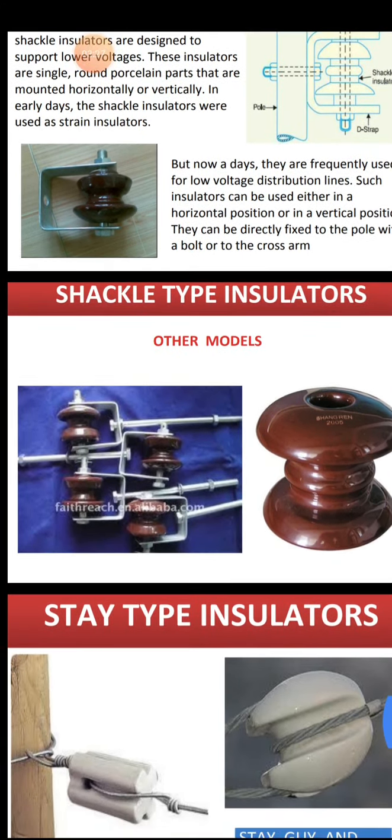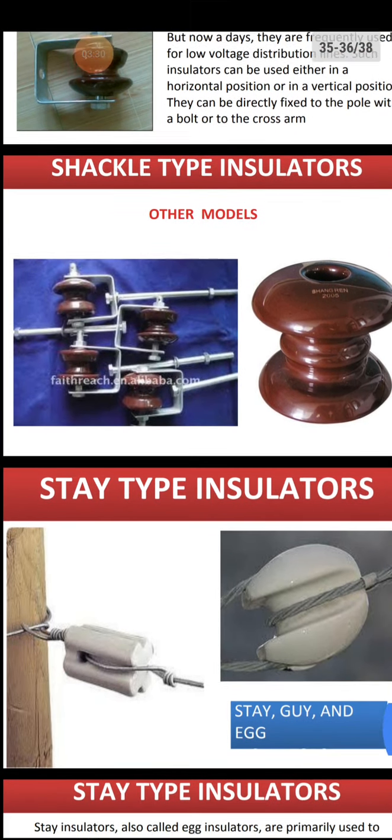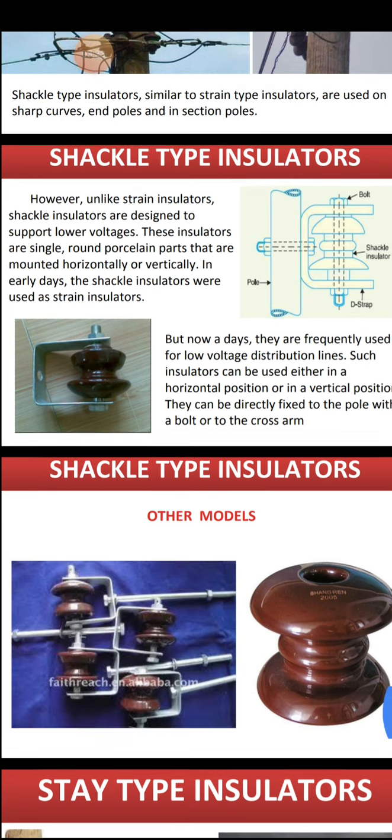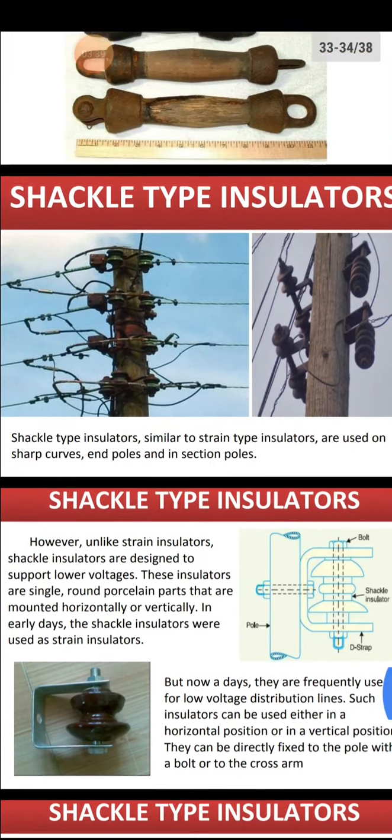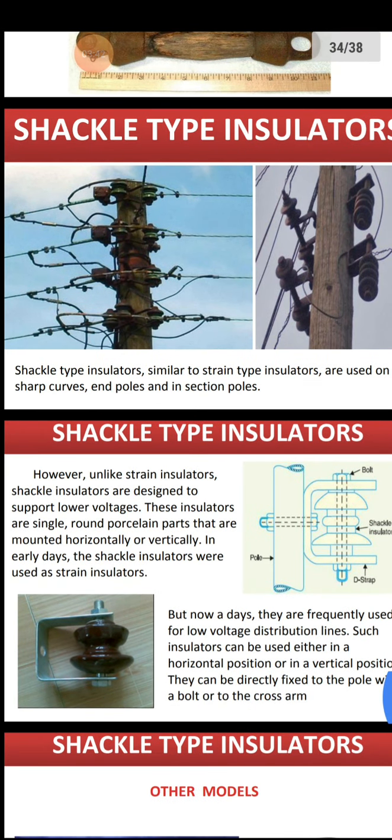See the diagram, shackle type insulator. Here also shackle type insulator, and here shackle type insulator. These insulators are used in horizontal positions or in vertical positions, and these are directly fixed to the pole with a bolt or to the cross arm. And the conductor in the groove is fixed with a soft binding wire.